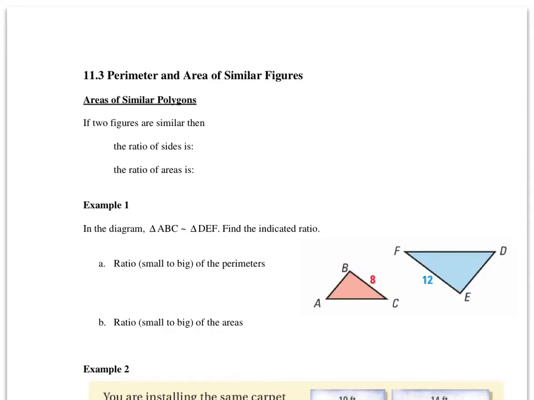Hi, this is lesson 11.3, perimeter and area of similar figures. So the first part here, areas of similar polygons.